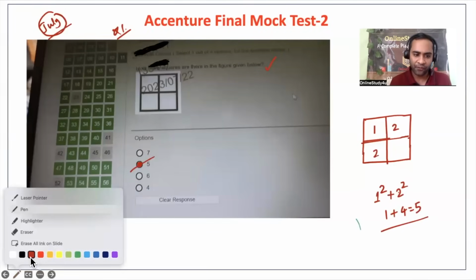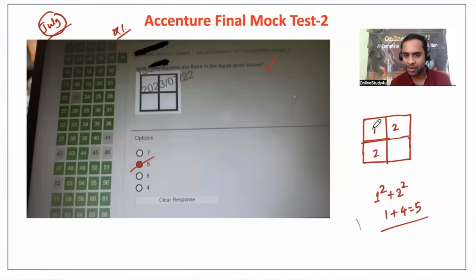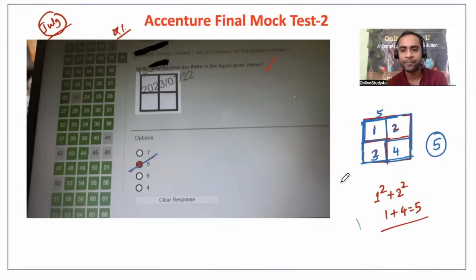Now, if you want to go by logic, no problem. By drawing also you will be able to identify. See, this is 1 square, this is my 1 square, and this is the second square. Then this will be the third square, and then this is the fourth square. And this complete box is also a square. So 4 plus 1, 5, so you can easily mark 5 as the answer.